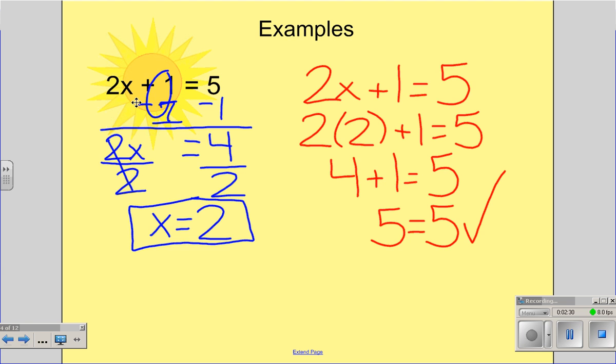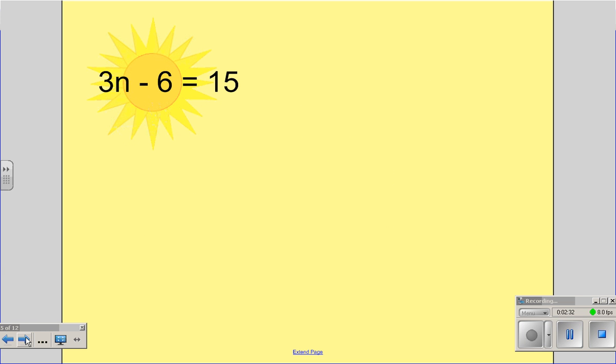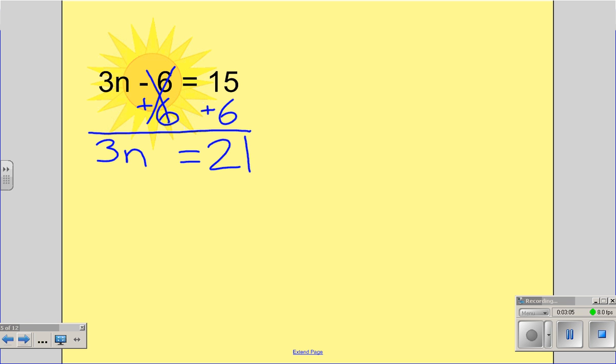Let's try another example. Our next example is 3n minus 6 equals 15. Remember, step 1 was to add or subtract first. The current problem says minus 6, so you want to do the inverse to it in order to get rid of it. Bring down your 3n. Your minus 6 and plus 6 cancel out. It becomes a 0. Bring down your equal sign. 15 plus 6 is 21. So now you have the one-step equation of 3n equals 21.